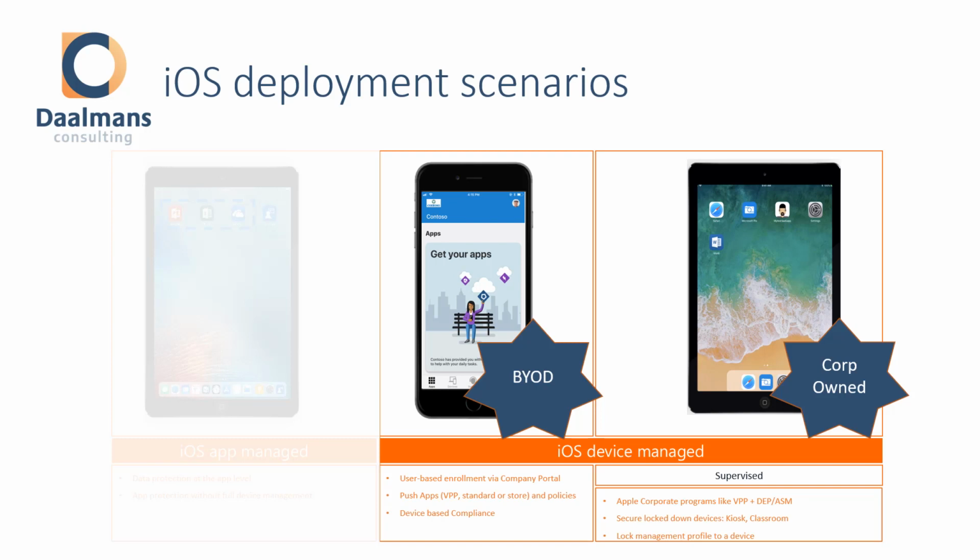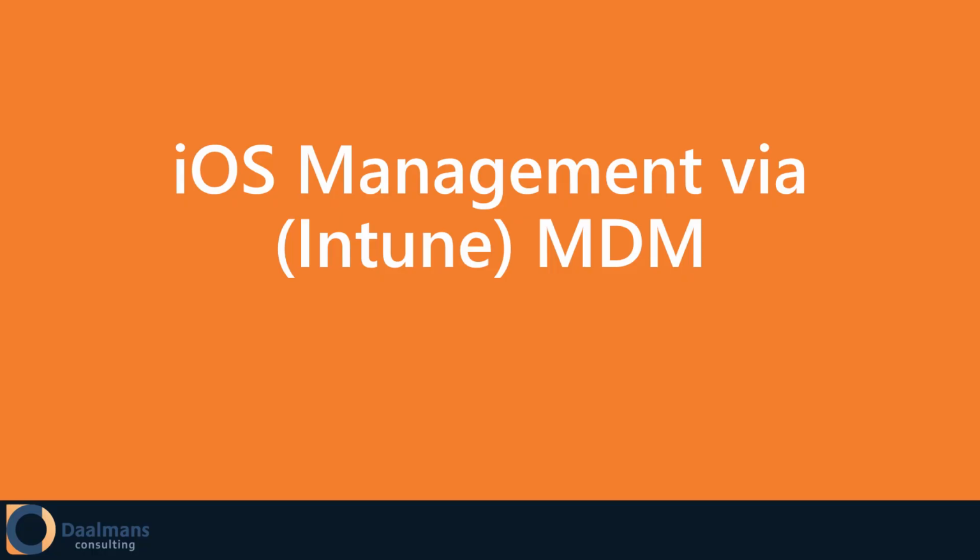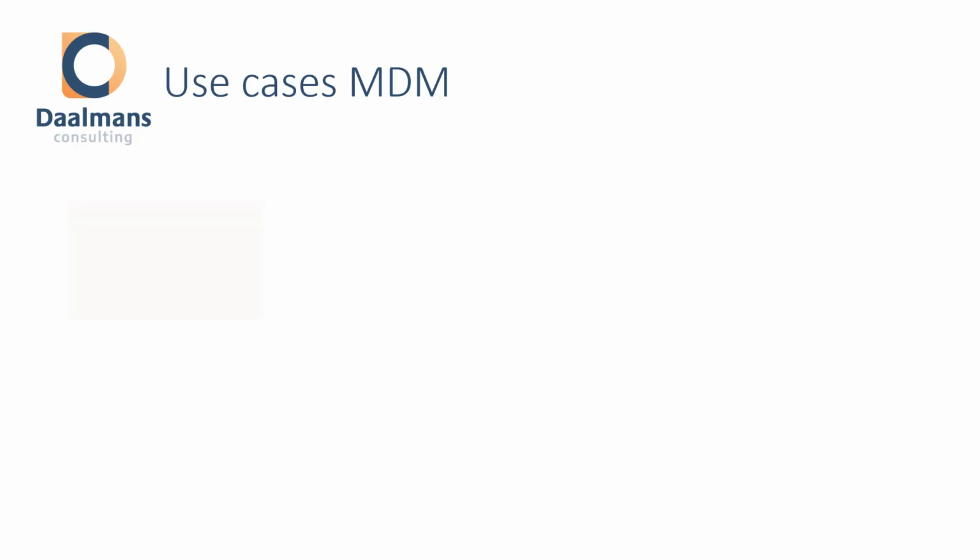The corporate-owned devices are more supervised devices. And with the supervised device, we can completely lock down the device. We can manage everything of the device. To be able to do that, we need to walk through a couple of steps, and we will discuss that briefly in this half an hour. But first, let's talk about iOS management through Intune MDM.